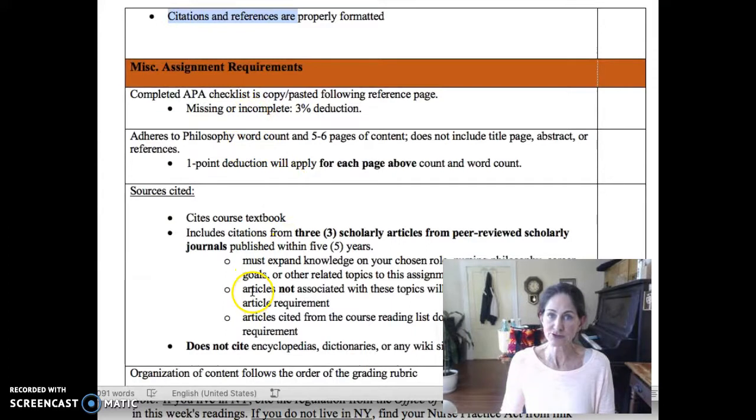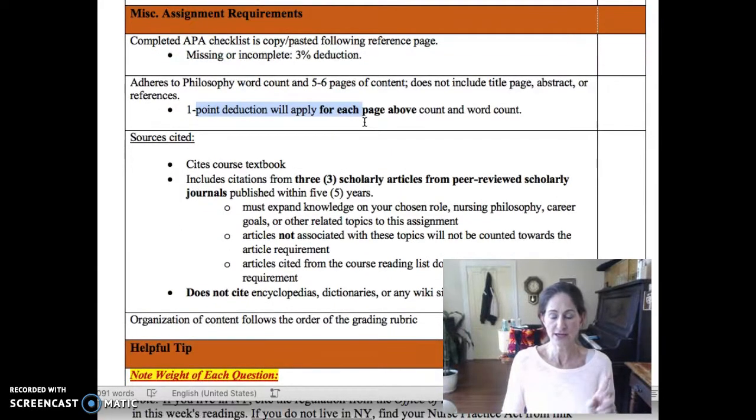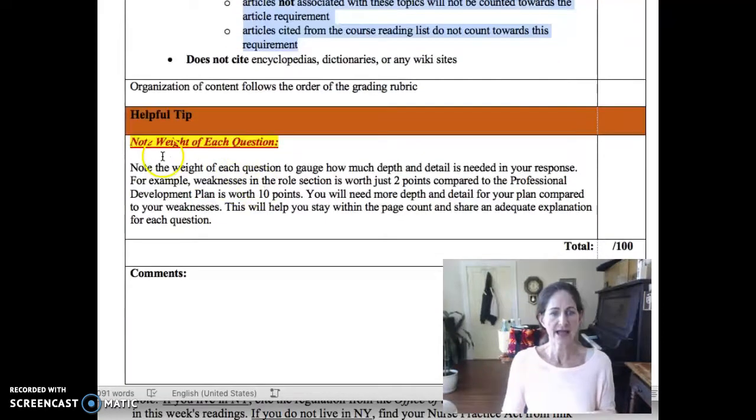These are some miscellaneous requirements of the paper. There's an APA checklist that's located in the Writing Center. So you're going to want to download that and just copy it and paste it into the end of the paper. Make sure you put your check marks in there. Don't just attach it without the check marks, and use those guidelines in there to help you format your paper. Keep track of the page count and the philosophy count, citation expectations. And this is another helpful tip about using the weight of the items.